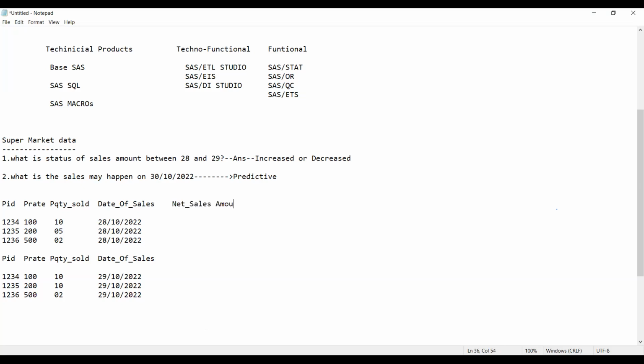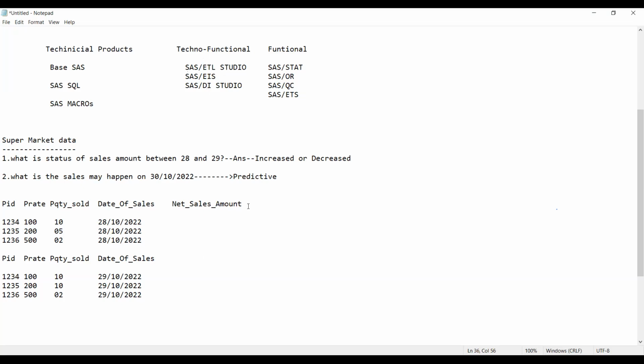Guys, to find out this net sales amount, what do you require? To find the net sales amount, we require to perform some arithmetic operations on the data. That means we have to use an ETL. That is called a techno-functional product call. SAS ETL, you have to use it.